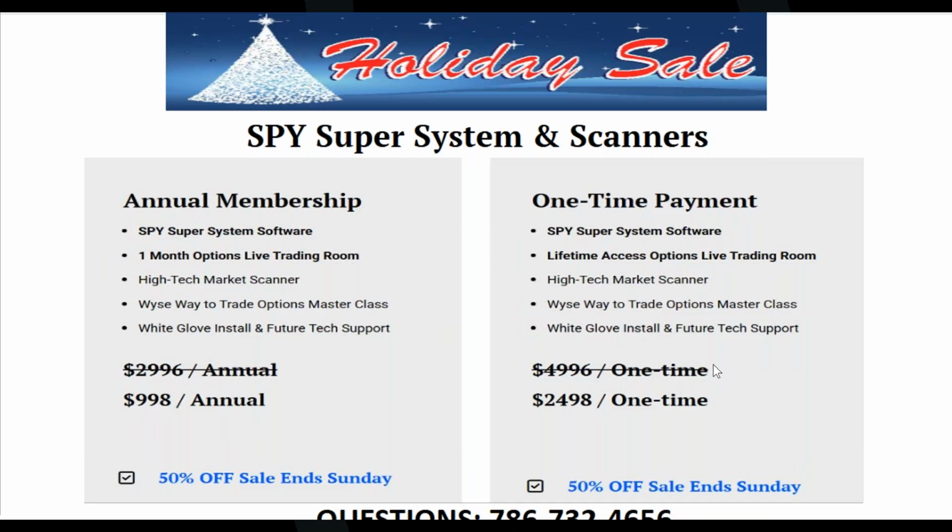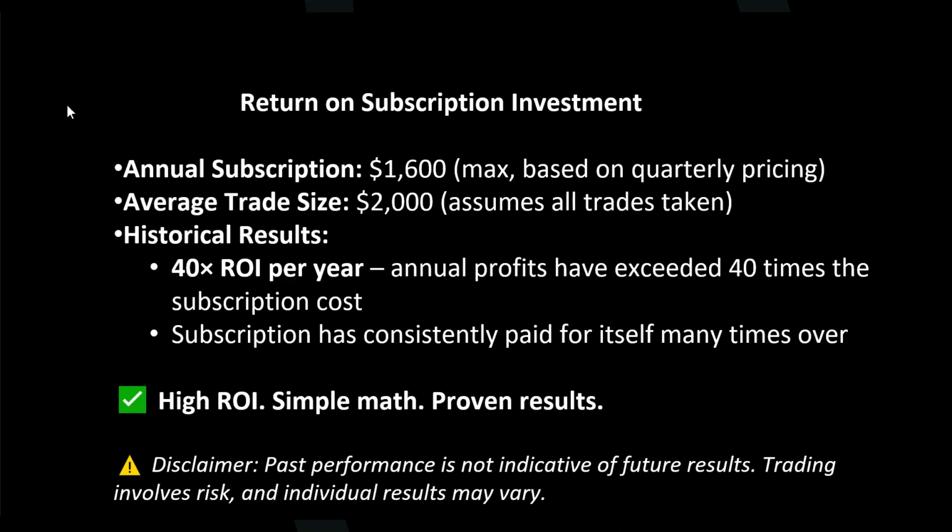All right, so those are the deals right there, these offers that we've got. I did create this: a return on a subscription investment. I wanted to show the annual subscription. The most you can pay is $1,600 if you take 4 quarters, so that's your max annual price.